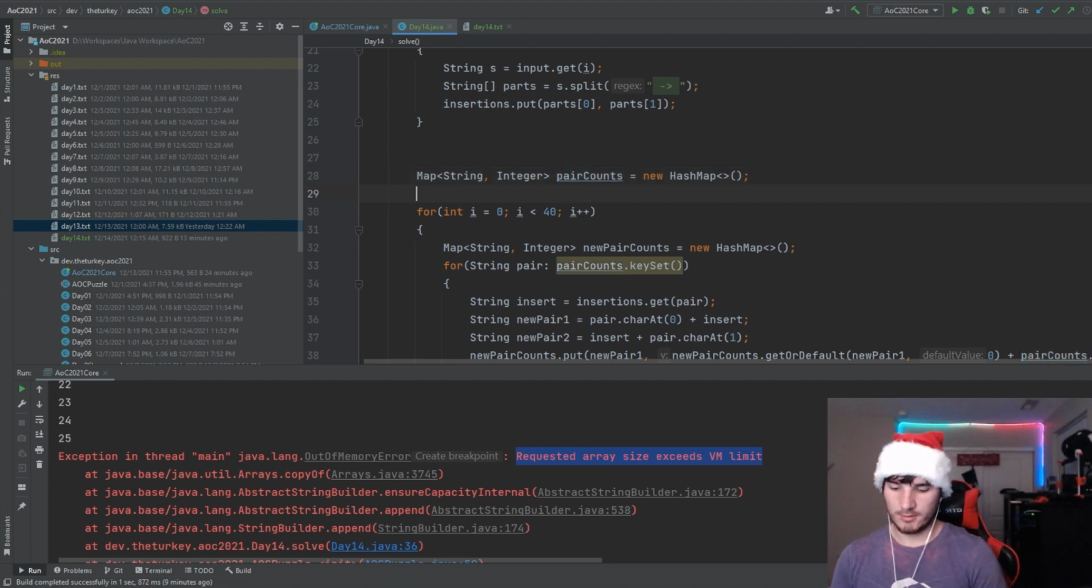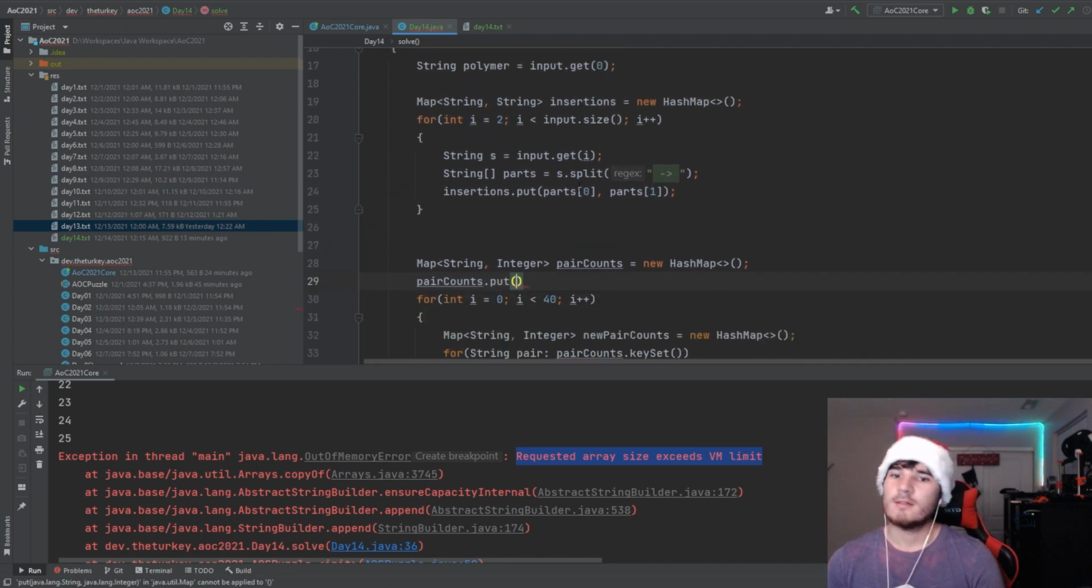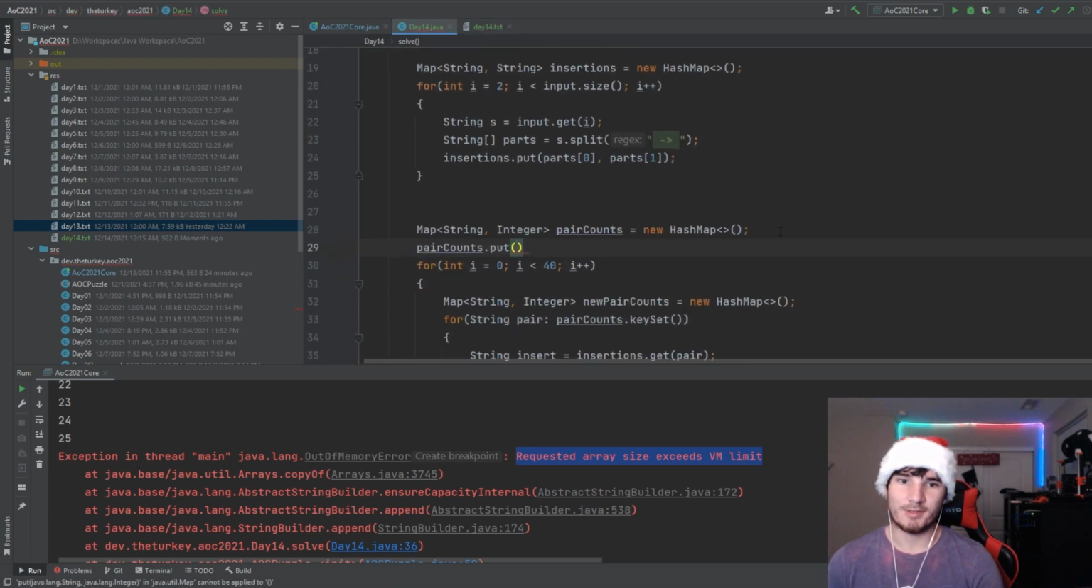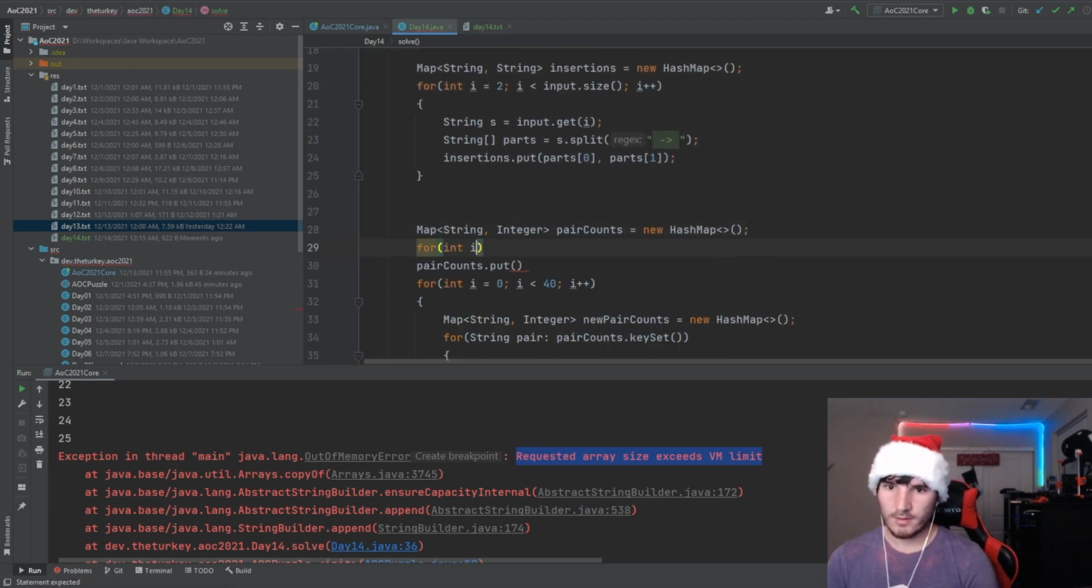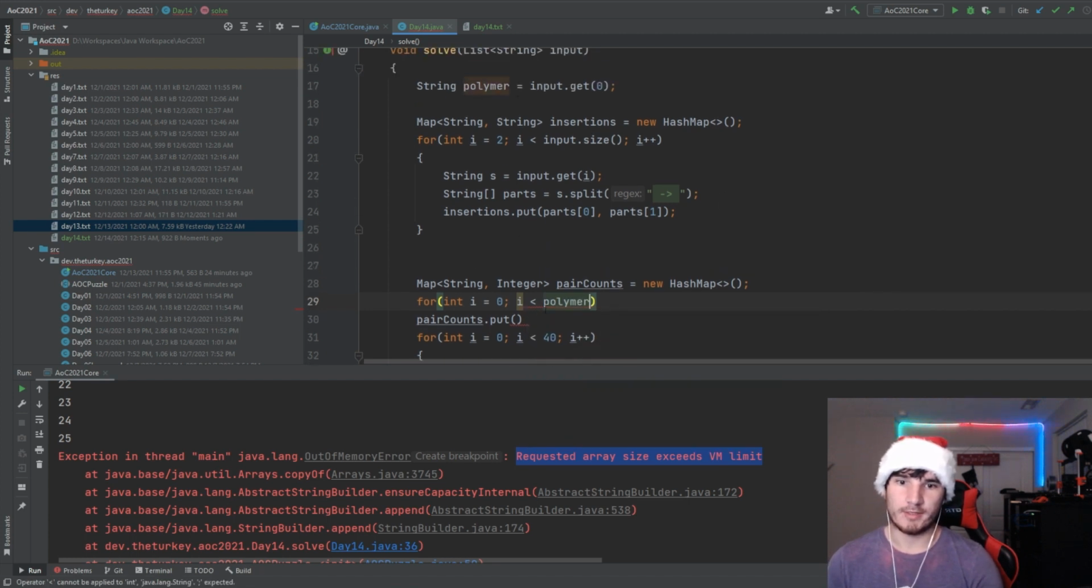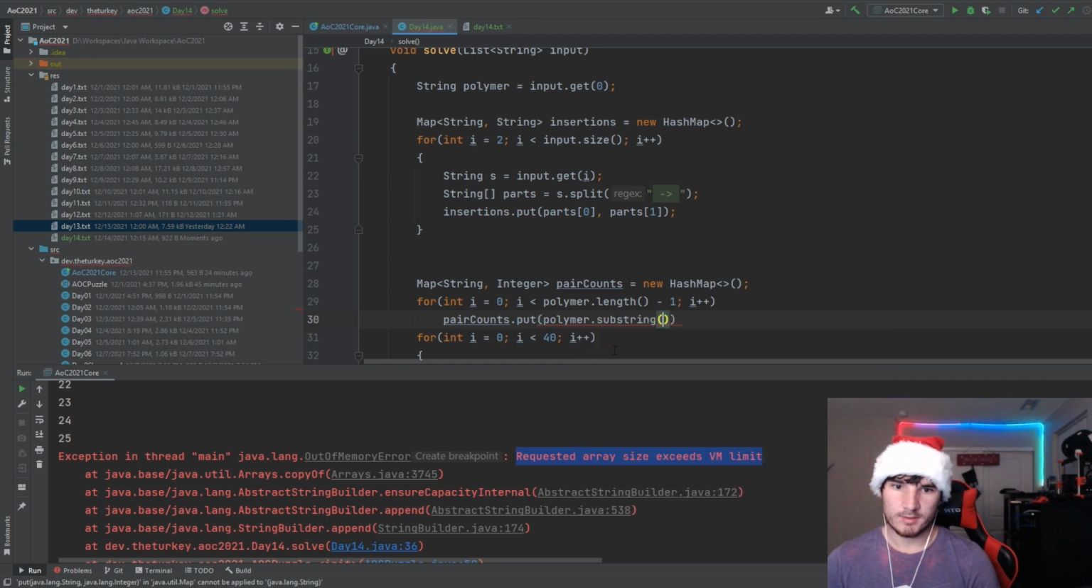It's always empty because we have to put our input in pair counts. Okay, we have to go through our input. I equals 0 while I is less than polymer length minus 1, because we still have our polymer up here, right? I plus plus. Go through, put our pair counts into here. We'll put polymer substring I to I plus 2.